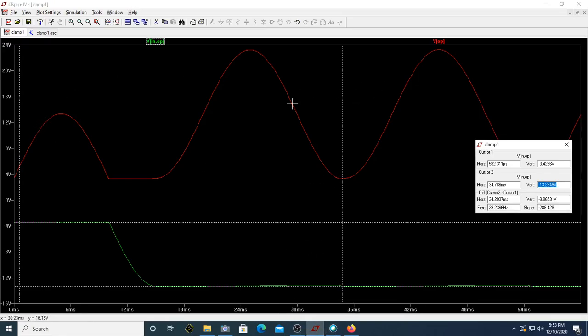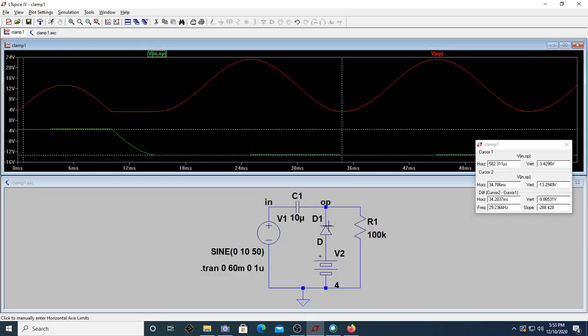Most importantly, see here, this circuit will result in negative peak clamped to positive voltage. To what voltage is it clamped? It is V reference minus V gamma. V reference is 4, minus 0.6, is almost 3.4.